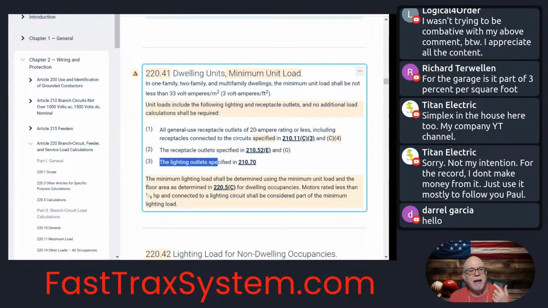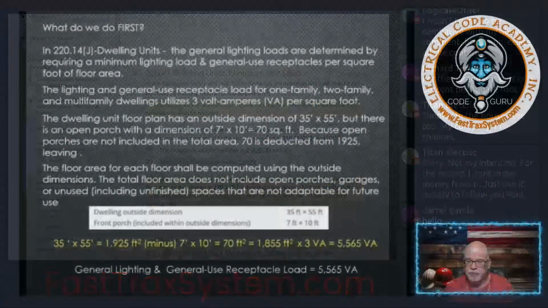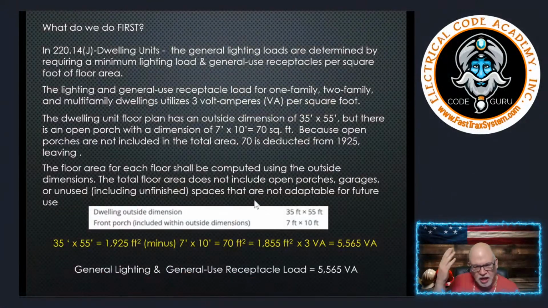Okay? But my main point here is to show you that there was this slight change. But the rules didn't change. It's simply the same as it was before, but I wanted to show you the NEC. Okay, mission accomplished on that. So, 3 VA per square foot.